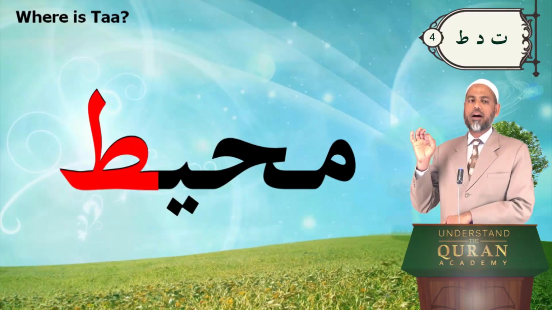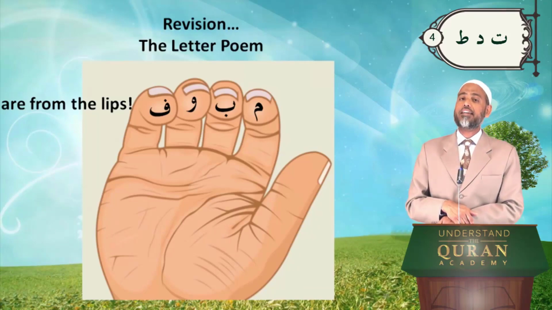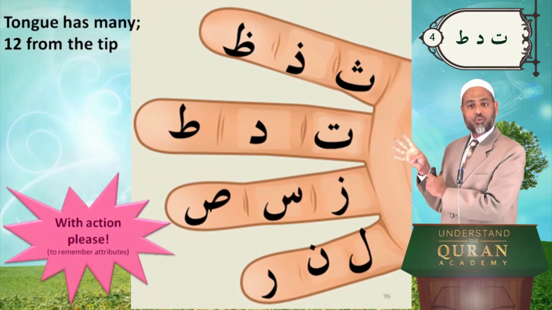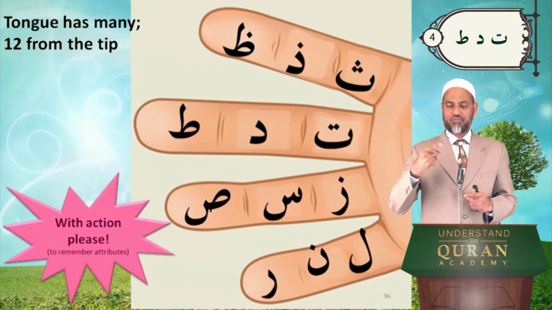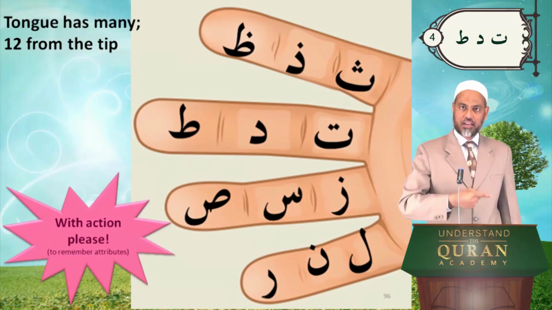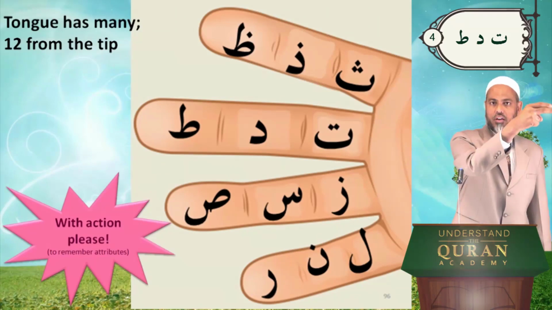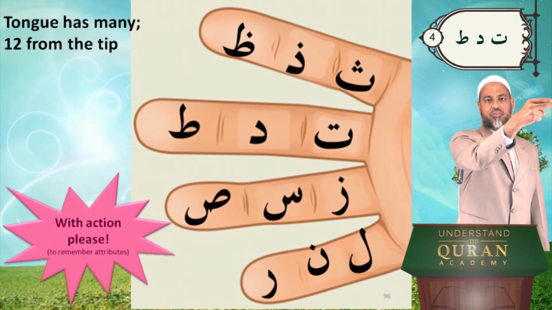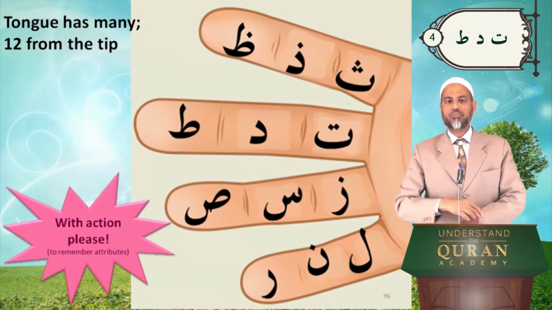So we have learned ma, ba, wa, fa are from the lips. Tongue has many. 12 from the tip. 3, 3, 3, 3. 12. Okay. And the first one. So fold your fingers and keep the first one out and say ta, tha, dha, ta, da, ta. Ta is also very thick and high. So raise your hand and take it front to represent the thickness. Ta, da, ta. And we'll continue.